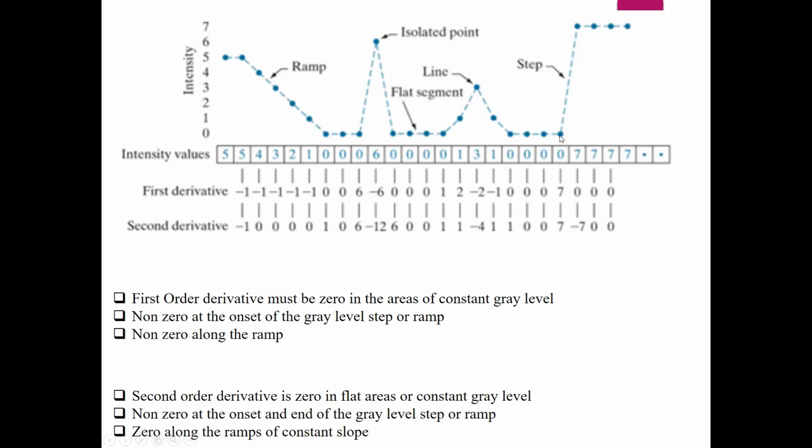So if we look at the performance of the second order derivative on a step response, you can see that at the onset of the step it becomes non-zero, and it is 0 along the ramps of constant slope. You can see that the second order derivative is 0 along the ramp of this constant slope. Or you can see here this one is also a ramp of constant slope, so the second order derivative response is 0.